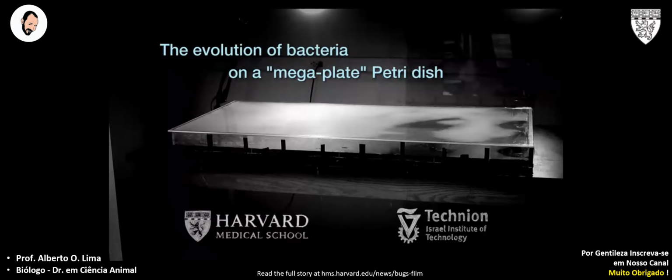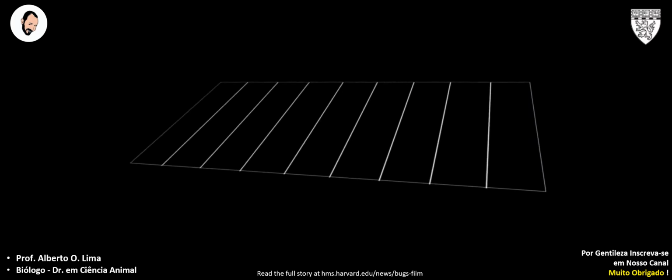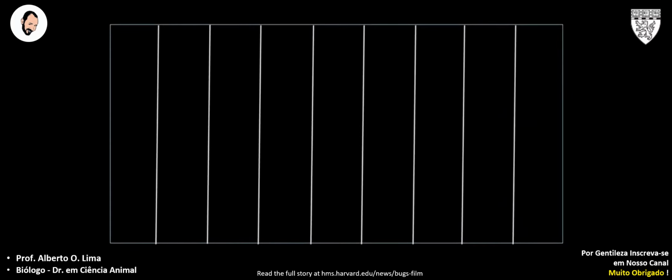So what we ended up building was basically a petri dish, except that it's 2 feet by 4 feet. And the way we set it up is that there are 9 bands, and at the base of each of these bands, we put a normal petri dish thick agar with different amounts of antibiotic. On the outside, there's no antibiotic.